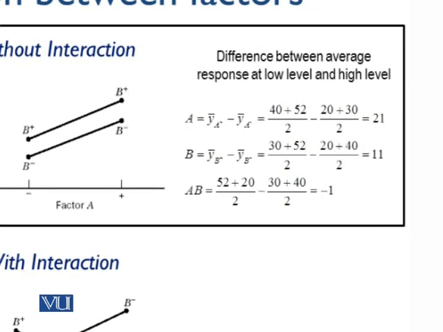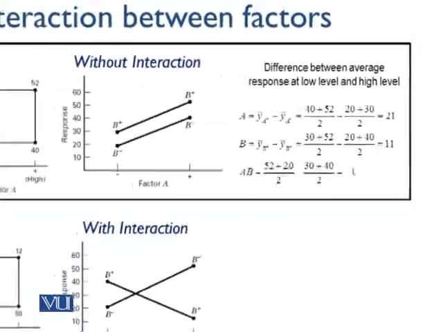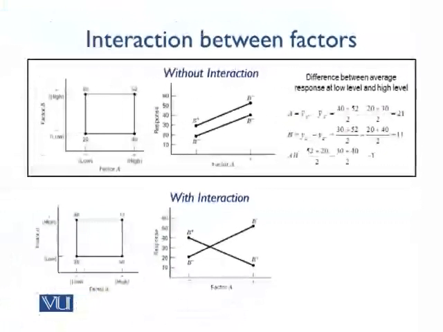So this is 40 plus 52 divided by 2. If you see, 40 is the case where factor A is at the high level, and 52 is the other point where factor A is at the high level. If you note the 2 points where factor A is at the low level, it is actually 30 and 20. So we take the average of this and we subtract it from 40 plus 52 divided by 2, and we get the average effect of 21.